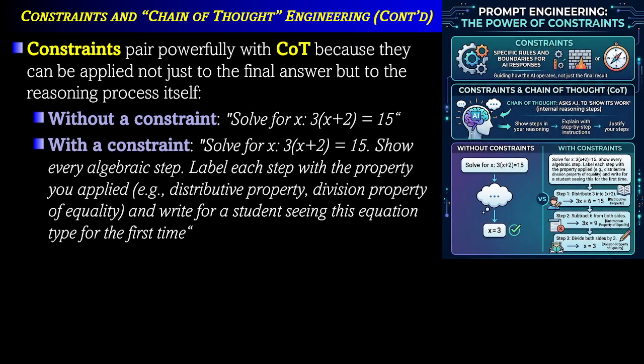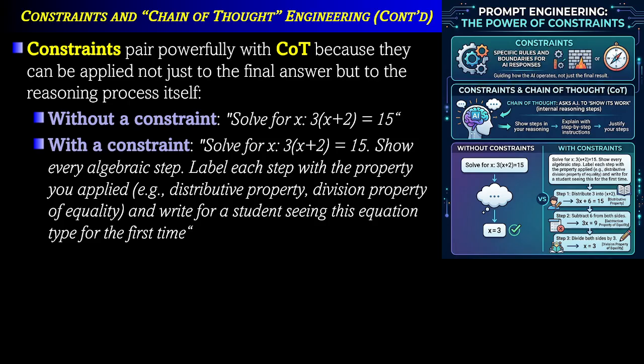Constraints pair very powerfully with chain of thought engineering because they can be applied not just to the final answer, but to the reasoning process itself. So let's look at an example without a constraint. Solve for x, 3x + 2 = 15. Now with a constraint: solve for x, 3x + 2 = 15. Show each algebraic step. Label each step with the property you applied.